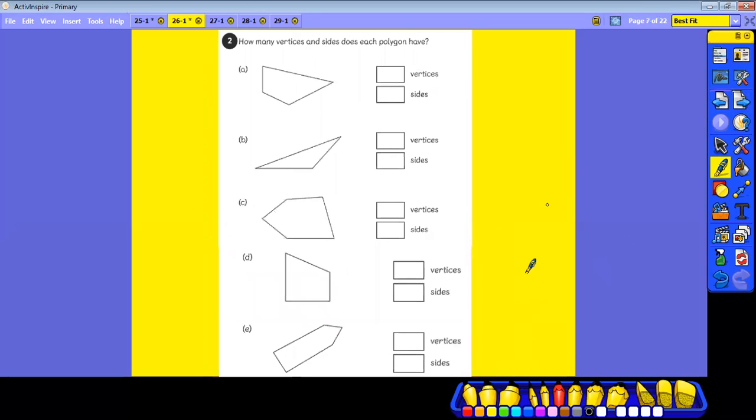And then question 2, how many vertices and sides does each polygon have? So again, you're given 1, 2, 3, 4, 5 more polygons. You've got to count the vertices and count the sides. Good luck with that, children. And I've left a challenge activity for those fast finishers today on Tapestry.